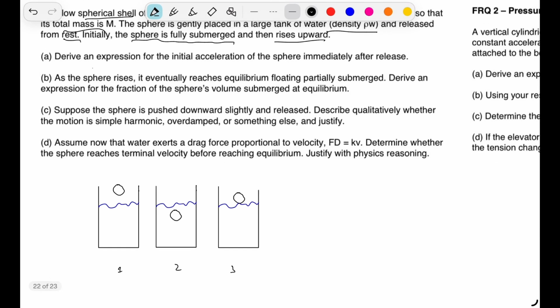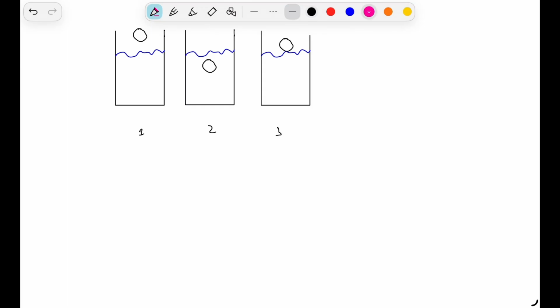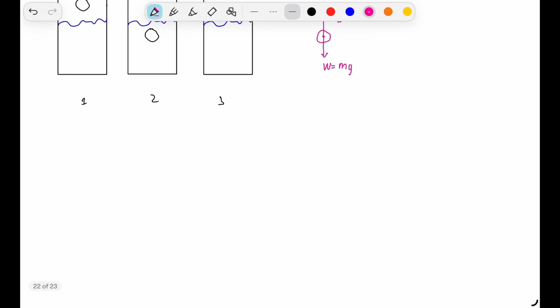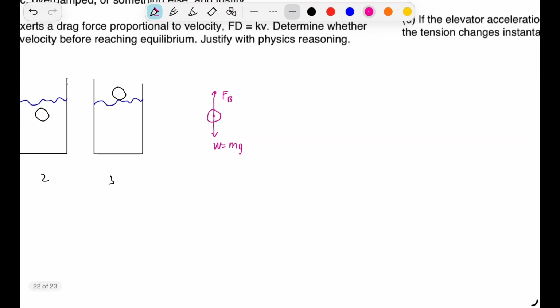So first we're asked to derive an expression for the initial acceleration that the sphere has immediately after you release the object. So to do part A, we can start with drawing an FBD for our sphere. You're going to have a weight force that's acting down, and this is going to stay the same for every single one of these stages. And then you have a buoyant force that is acting upwards. So this is for part A.